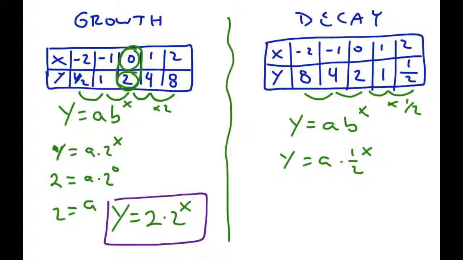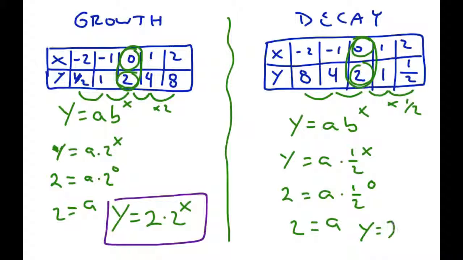Once again, to find my a value, pick an ordered pair. I'm going to choose this one where x is 0 and y is 2. Plug those numbers in. So put 2 for y, a we don't know, put 0 in for x. 1/2 to the 0 power is 1, so I'm left with 1a on the right, a equals 2. So now I have my a and my b. y equals a, 2, times b, 1/2, to the x power, and that's my decay function. So that's writing a growth or decay function from a table.